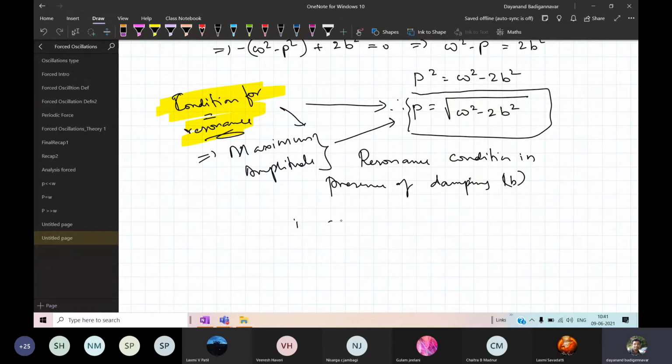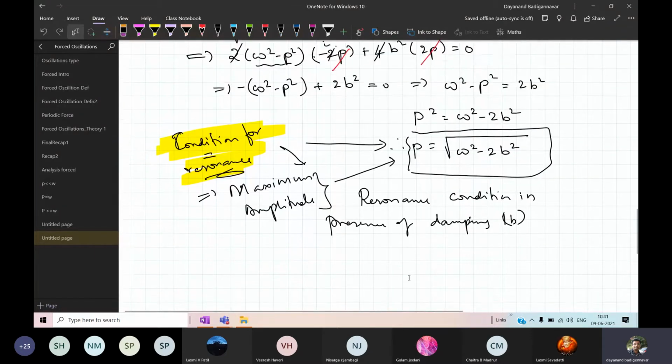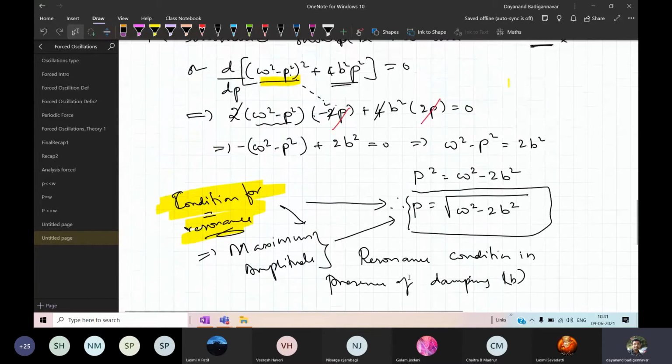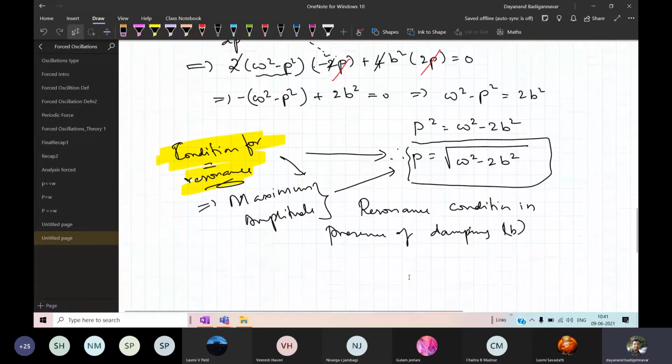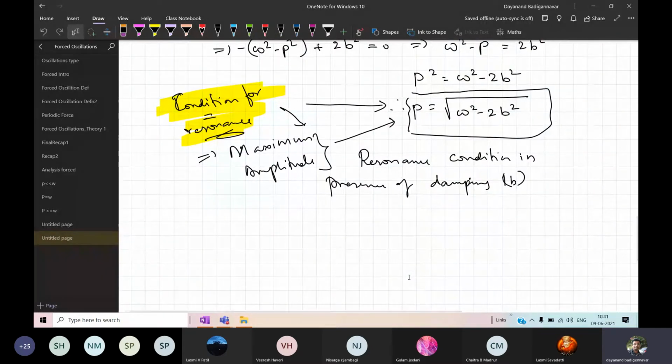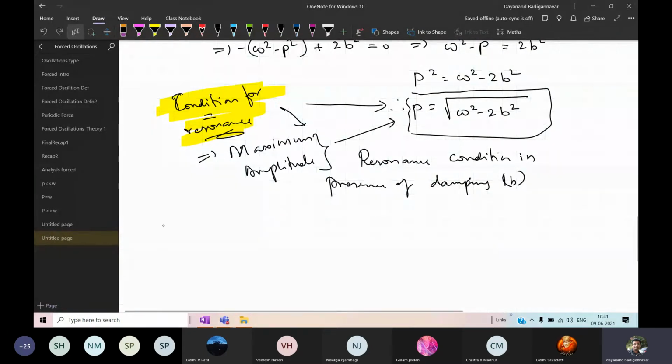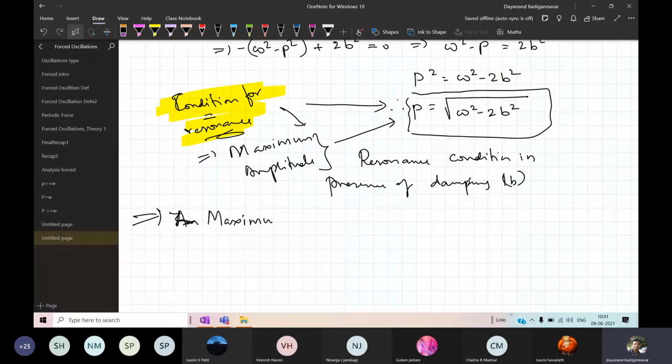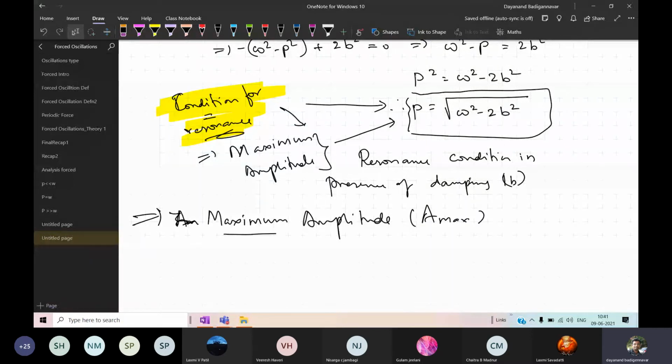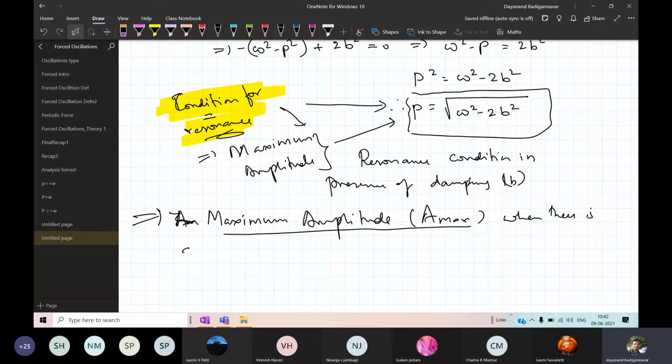So, in presence of damping, once we find the condition for resonance in the case of damping, what is the corresponding maximum amplitude? I will take it as A max when there is a damping B. Okay, students, I will continue this class and finish it off today.